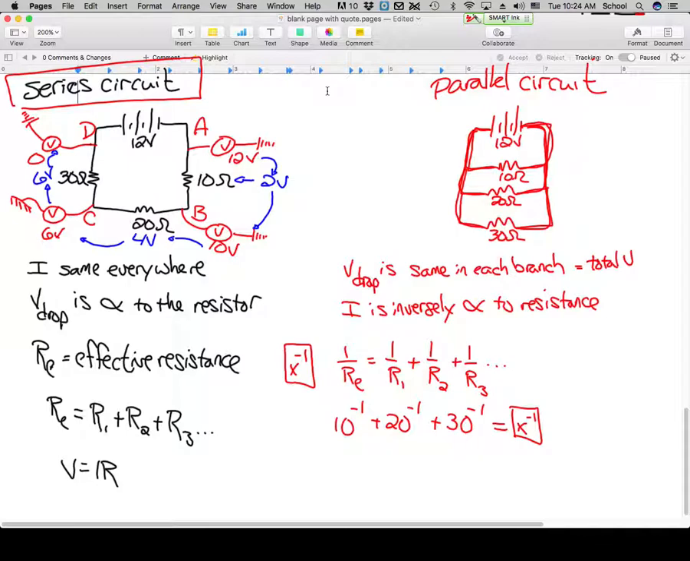This is to find the RE. So the effective resistance here is 5.454545, ad nauseum, ad infinitum. It keeps going forever.